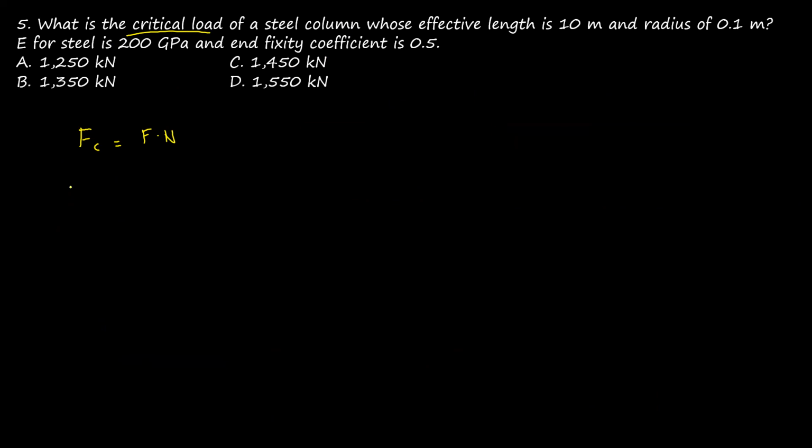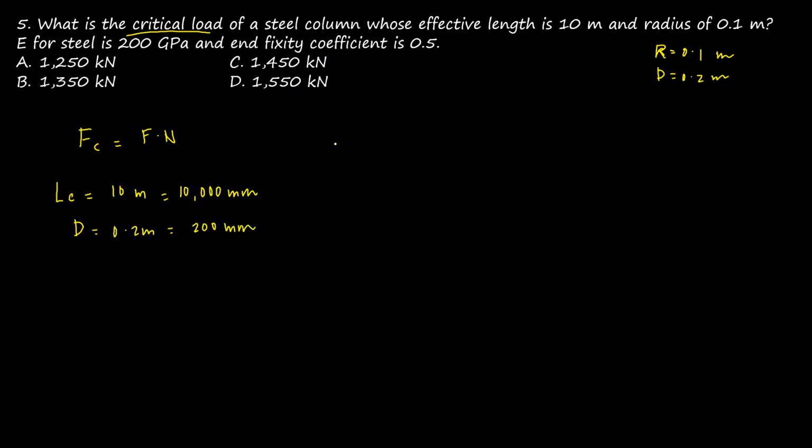It says the effective length is 10 meters or 10,000 mm. And the radius is 0.1. So let's convert it to diameter. If the radius is 0.1, of course the diameter is 0.2 meters. So that is equivalent to 0.2 meters or 200 mm.